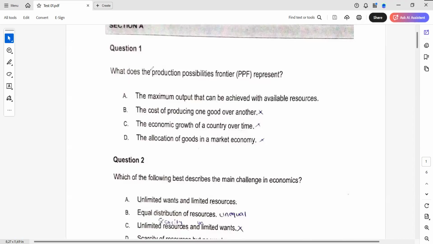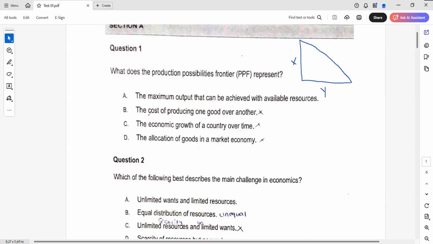Okay, so now question number one is saying, what does the production possibility frontier represent? So remember, this is the production possibility frontier. It's this thing, which is like this. And it basically represents, okay, let's just say this is good X and this is good Y, right? So it basically represents the combination of two goods, good X and good Y, that can be produced or that are attainable when our resources are used fully and efficiently, right?